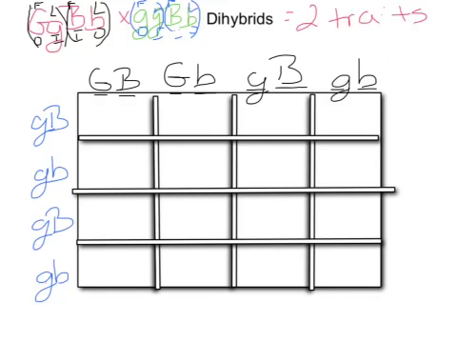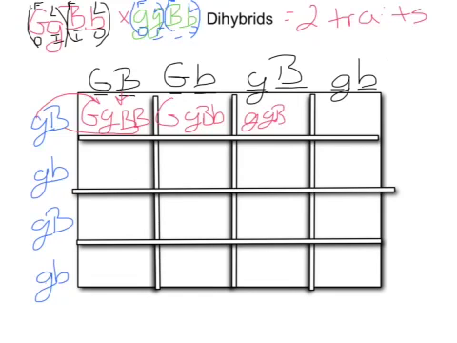And then we just put it together like you would for any monohybrid. Mom can pass on a big G, dad can pass on a little g, mom can pass on a big B, dad can pass on a big B. And I just work my way through the whole square doing this.